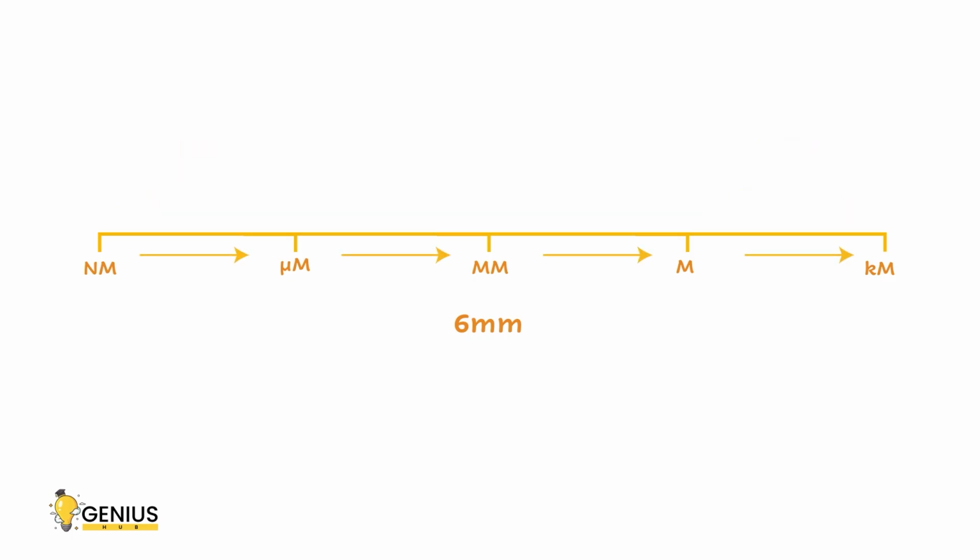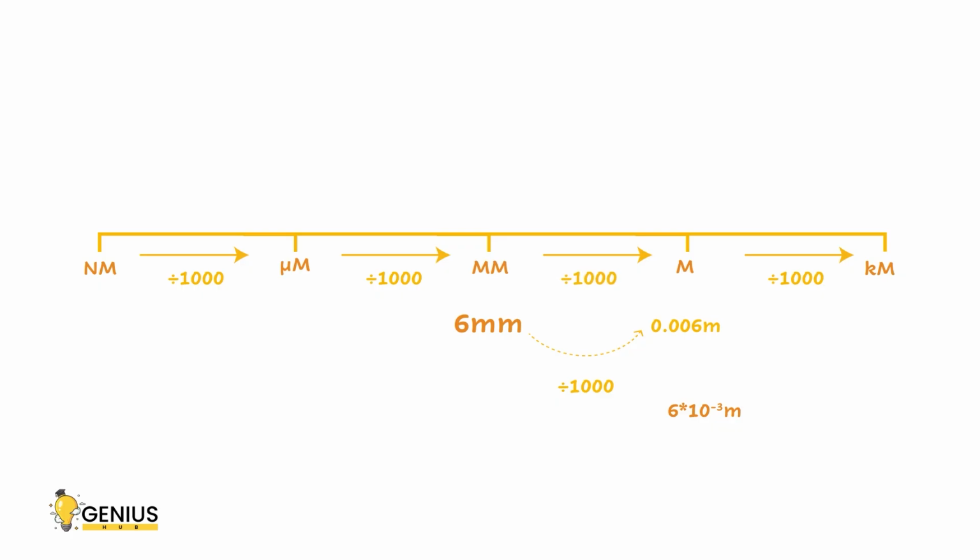When converting to a larger unit, divide by 1,000 for each step up the scale. So, converting 6 millimeters to meters, we divide 6 by 1,000, giving us 0.006 m or 6 times 10 to the power of minus 3 m. Here, the number becomes smaller, but the value remains the same because the units are larger. Thus, 6 millimeters and 0.006 m represent the same measurement.